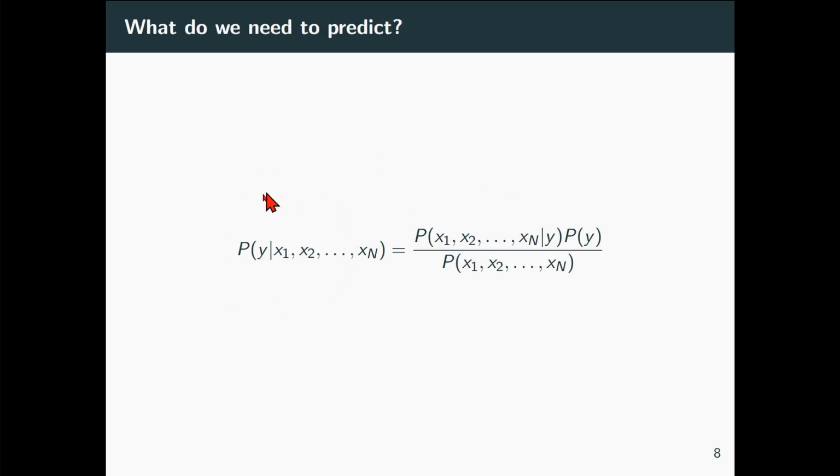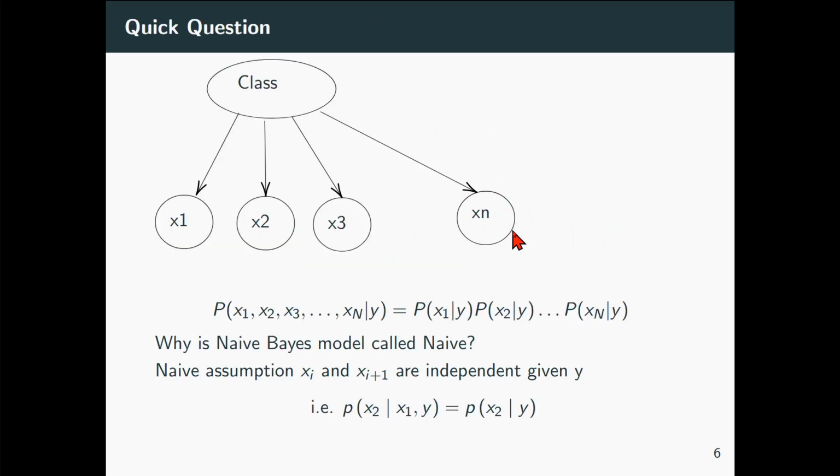So if we go back, this is what we want to compute, right? Given a new or unseen example x1 through xn, we want to predict its class label y in the supervised setting. And this particular expression can be further broken down as this. So using the supervised setting, you need to compute or learn these particular probabilities.